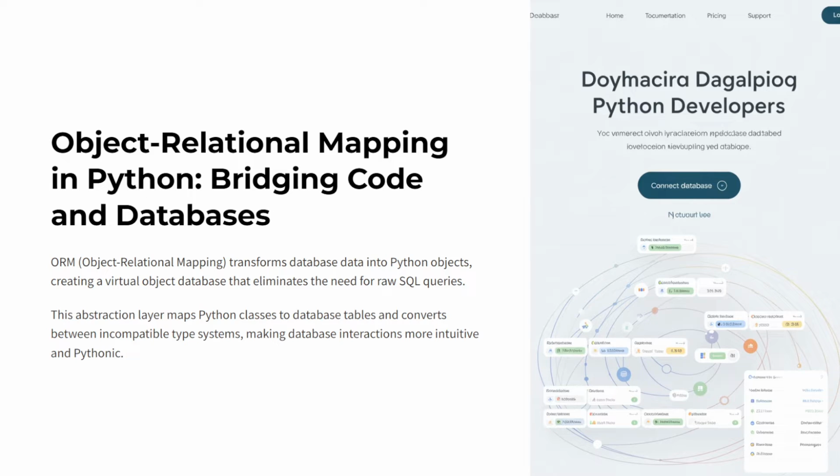So in this video, we are going to look at object relational mapping in Python, bridging code and also databases. ORM, which is object relational mapping, transforms database data into Python objects, creating a virtual object database that eliminates the need for raw SQL queries. This abstraction layer maps Python classes to database tables and converts between incompatible type systems, making database interactions more intuitive and Pythonic.